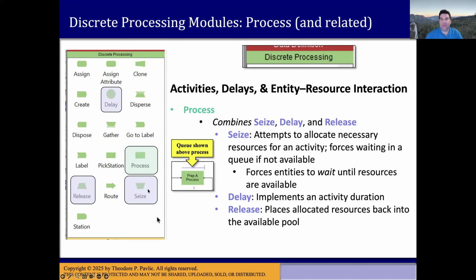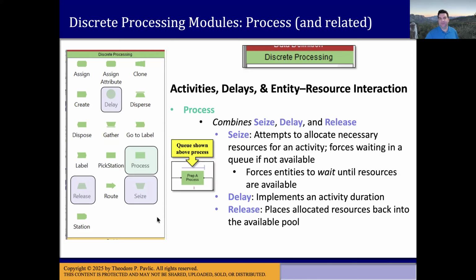Arena gives you the ability to do that by having separate seize, delay, and release blocks. And the seize block always has a queue across the top because by definition, if you're seizing a resource, there's an opportunity for that resource not to be available. So an entity that asks for a resource that's not available has to go into a queue. So that's how we get queues in Arena. We seize resources, and anytime you seize a resource, it generates a queue for entities to wait in when those resources aren't available.